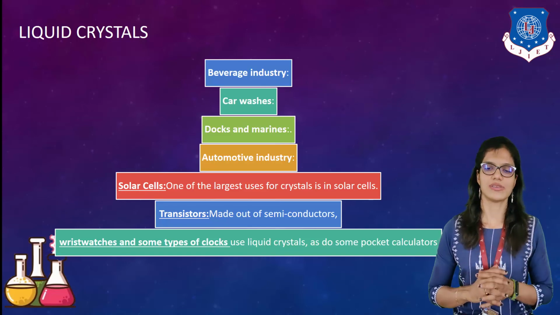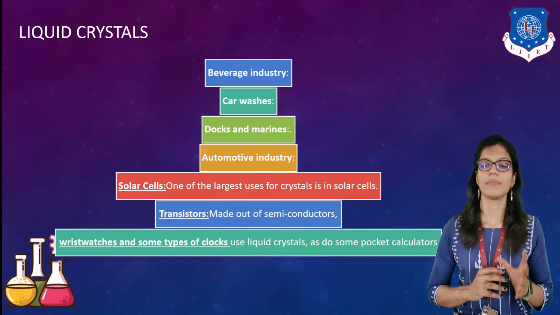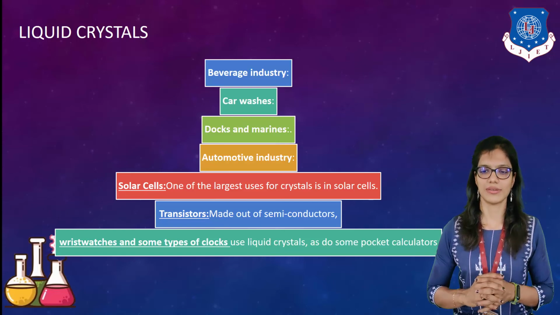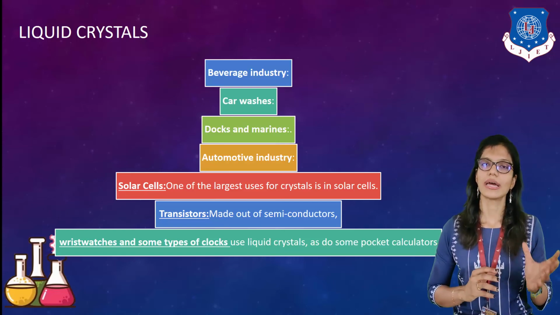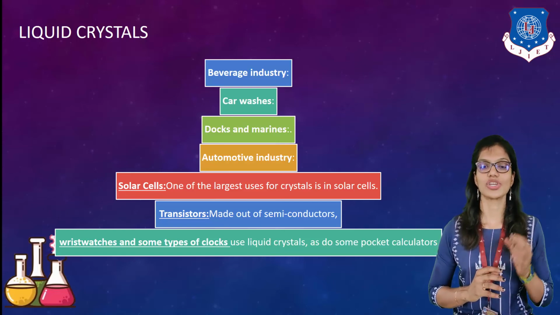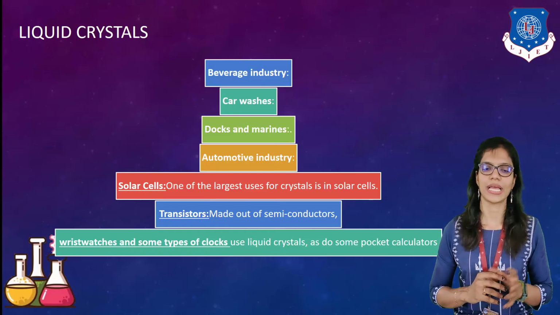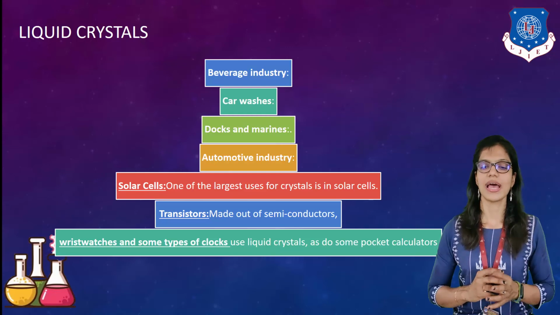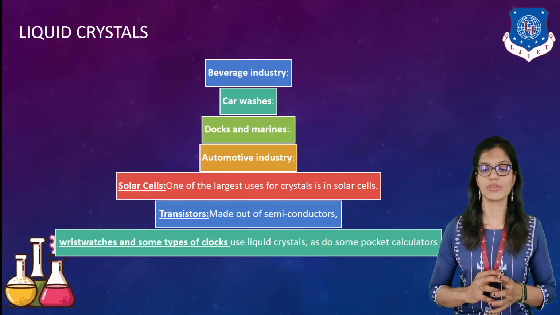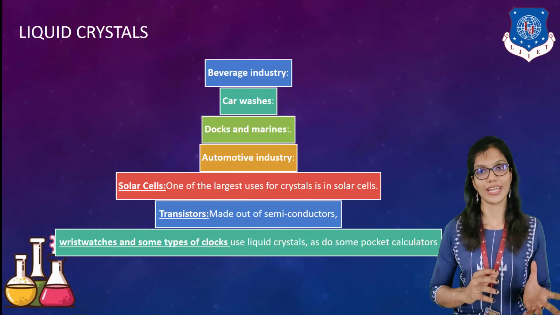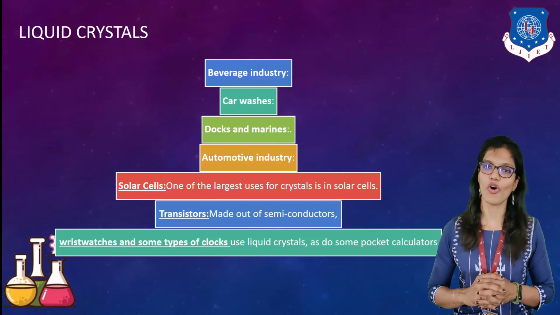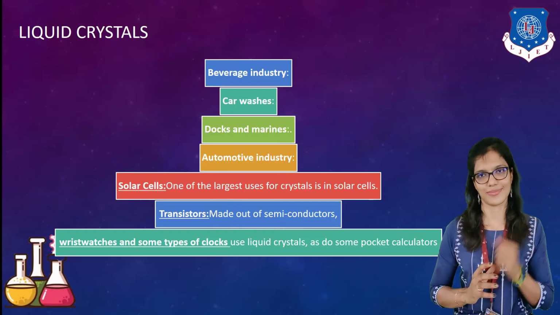Next is transistors. They are made out of semiconductors. So we all know that it is used in manufacturing transistors also, which perform very well. Then we have wristwatches and some types of clocks that use liquid crystals, as do some pocket calculators.